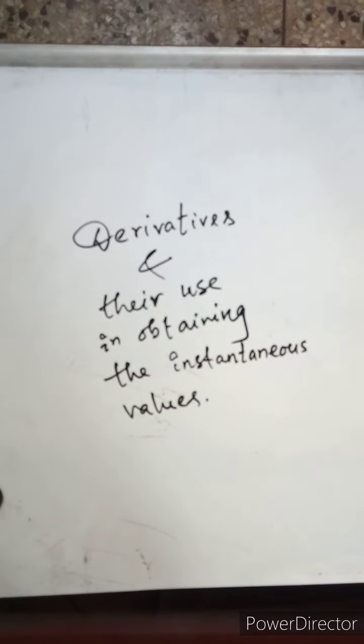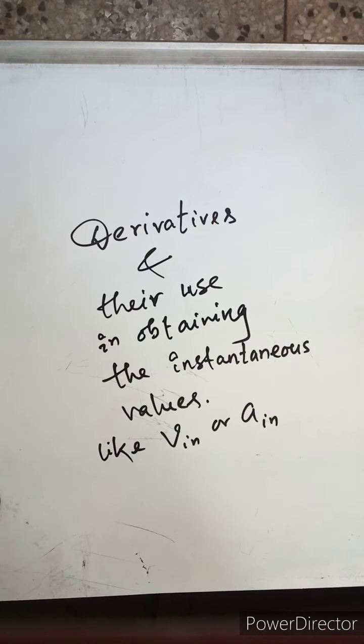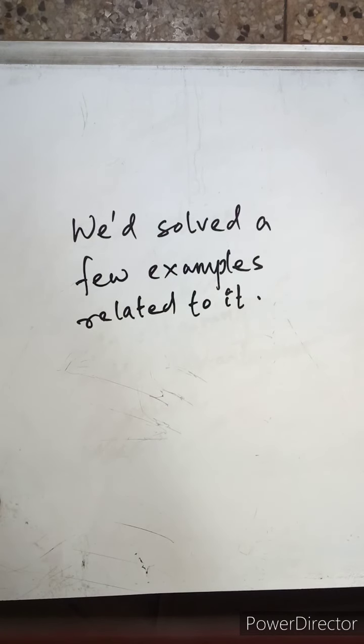Hello everyone. We are continuing with kinematics and motion in a straight line. In the previous class, we discussed derivatives and their use in obtaining instantaneous values. What kind of instantaneous values are we talking about? Instantaneous speed or instantaneous acceleration, and we had done some numericals. We had solved a few examples related to it, right?